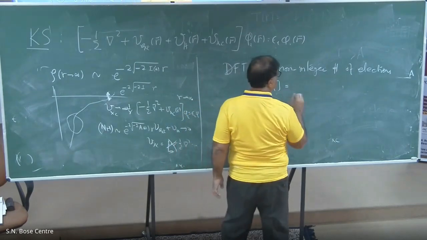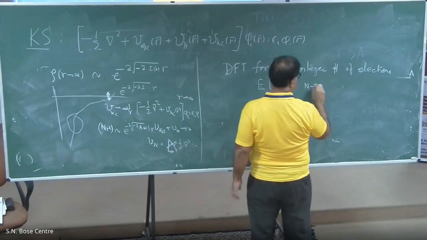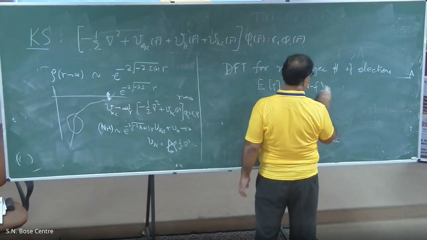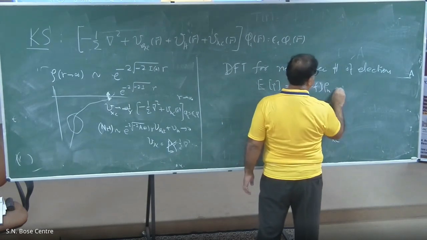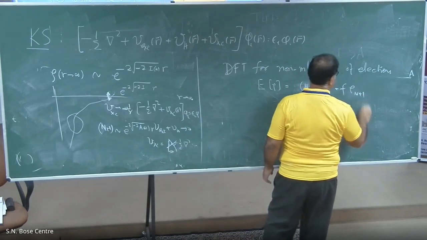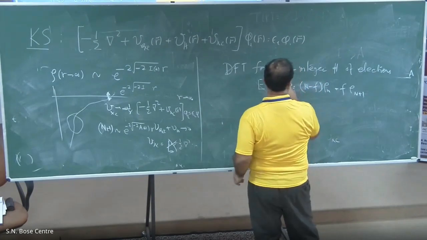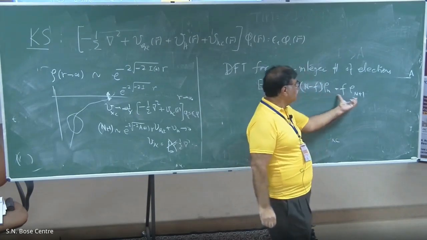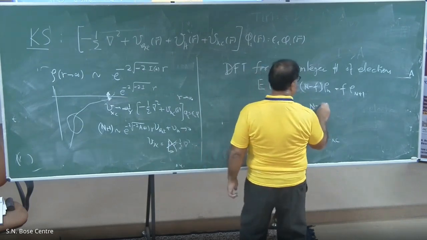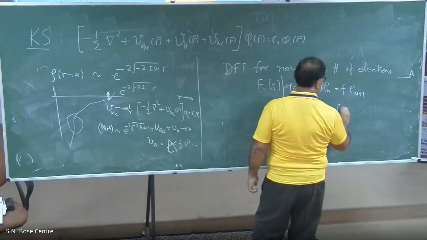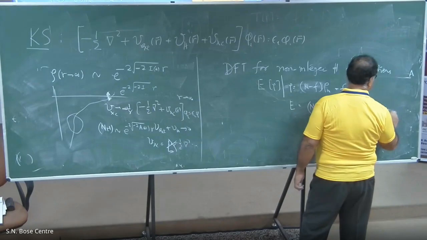For non-integer electrons, it is written as (N minus f) rho of N plus f rho of N plus 1 as the density. You ensure that it mixes two densities in this manner, if you want to write it, and the energy comes out to be (N minus f) E of N plus f E of N plus 1.